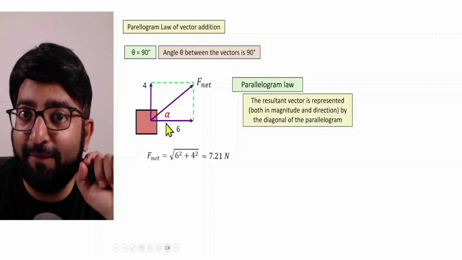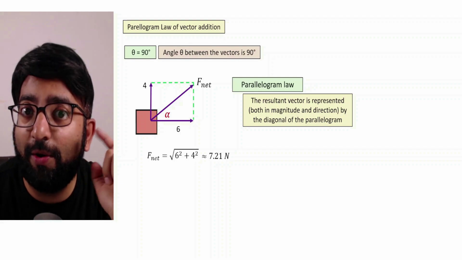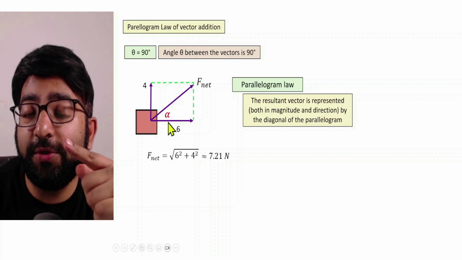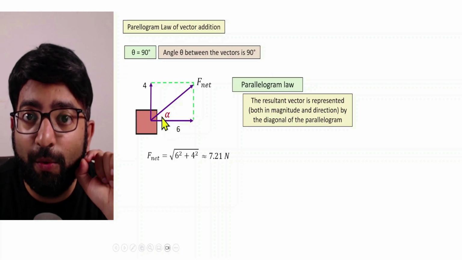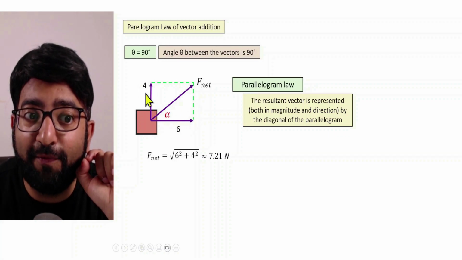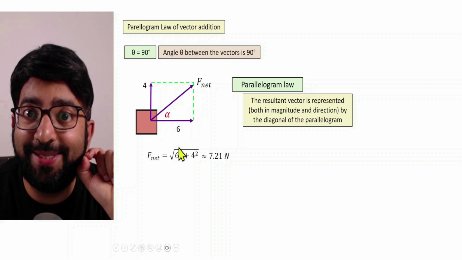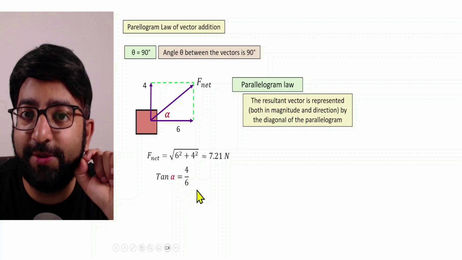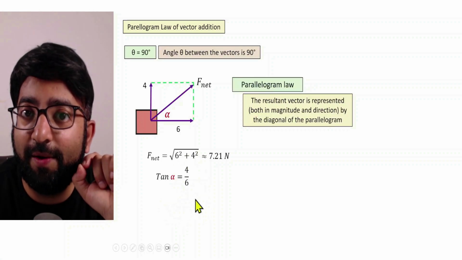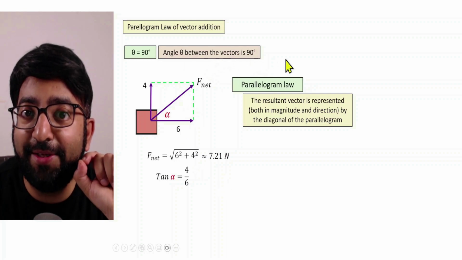In order to find alpha, we will use basic trigonometry. So we can either use sine alpha, cos alpha, or tan alpha. So let me use tan alpha. Tan alpha, if you remember, is opposite upon base. So the side which is opposite to alpha is this length, and length of the side is nothing but 4 newtons. So tan alpha will be 4 divided by base, which is 6. So tan alpha gives us 4 upon 6. And then if we take the inverse of it, we can easily find the value of alpha. And this is how we figure out the net force when the angle between the vectors is 90 degrees.